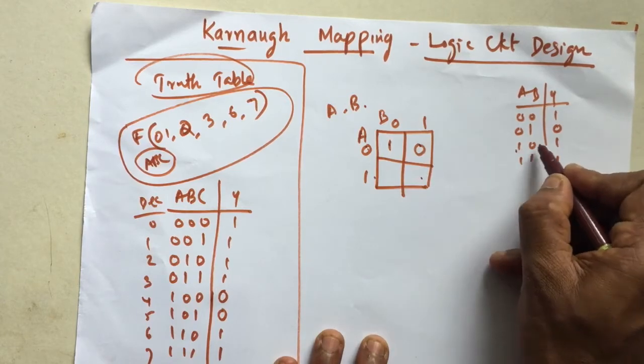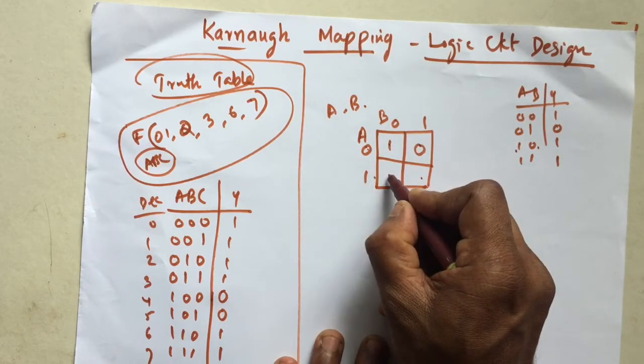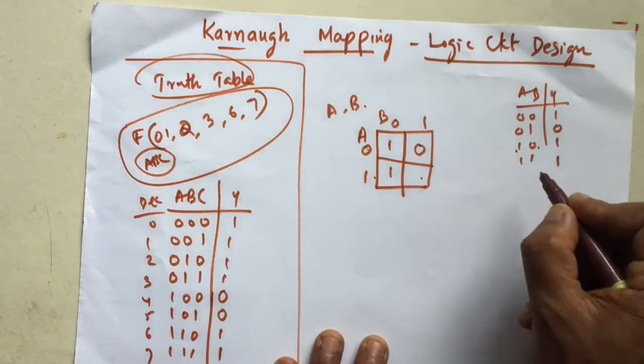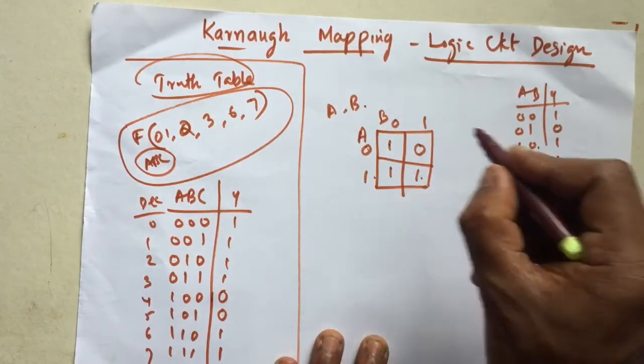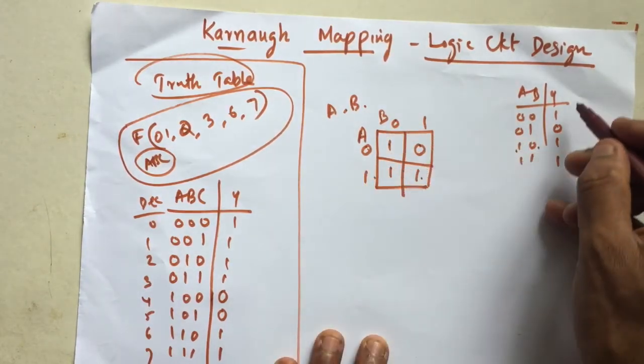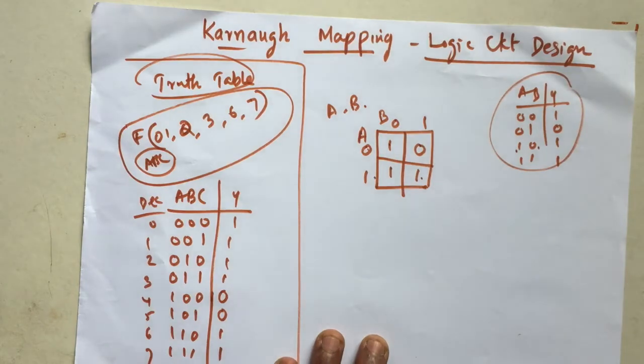A is 1, B is 0, this is also 1. A is 1, B is 1, this is also 1. So you must enter all the values with respect to the table. This is the first thing that you have to do: enter the values into the table.